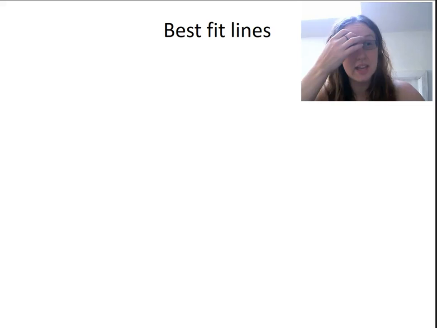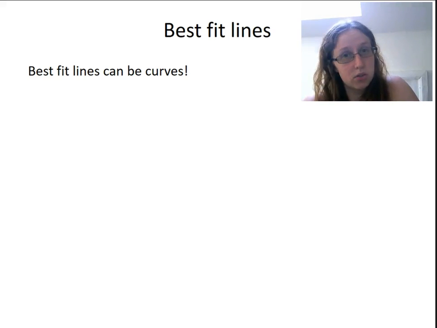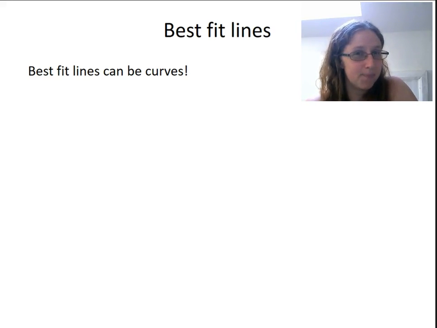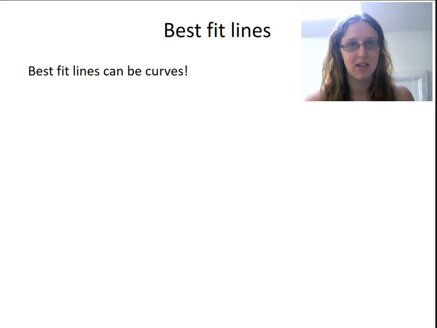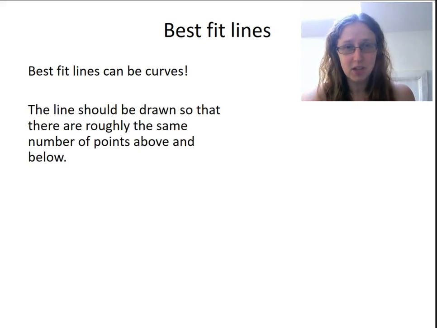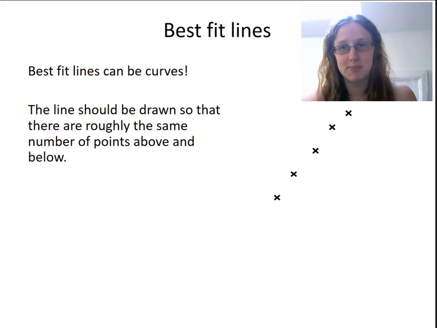So next thing up is drawing a line of best fit. As a note, best fit lines can be curves. However, in first year, you're mostly only going to meet straight lines. We probably won't meet many curves until second year, just because curves are a little bit more complicated. But do know, a best fit line can be a curve. Line does not mean straight line, it just means a single unbroken line. So when you're drawing a line of best fit, a couple of rules of thumb. You need to draw the line so that there are roughly the same number of points above and below your line of best fit. So let's show you some examples.